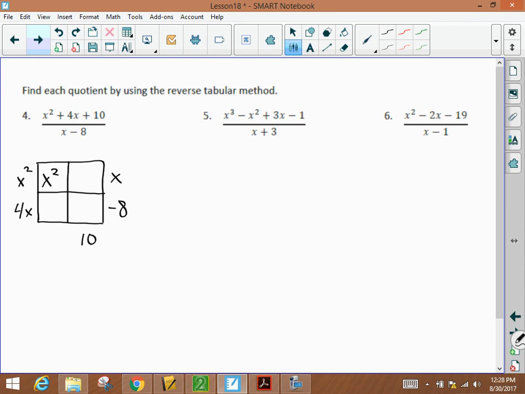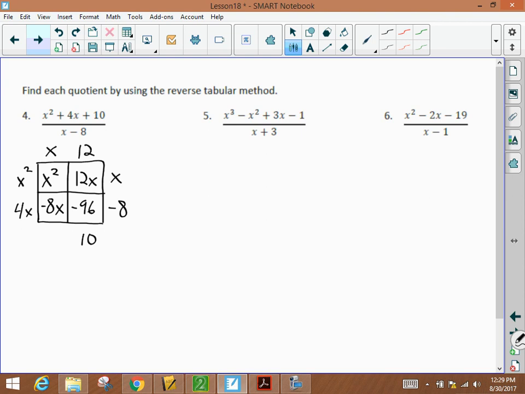All right, that's going to be x squared. X. Negative 8x goes there. What did I need to add to negative 8x to get positive 4? Well, that's going to be positive 12x, right? Okay, that means that this must be 12. And 12 times negative 8, well, that's going to be the same thing as 80 plus 16, or 96. It's going to be negative, though, right?